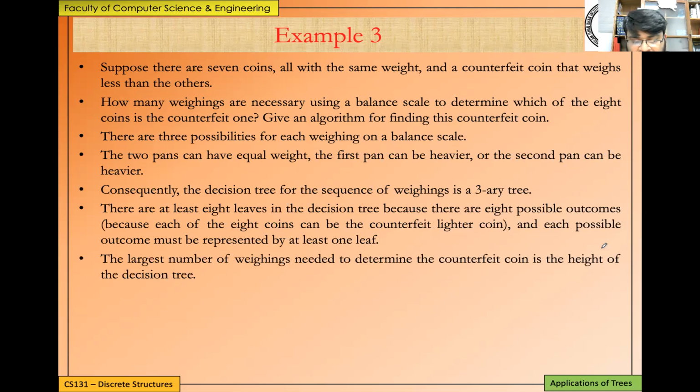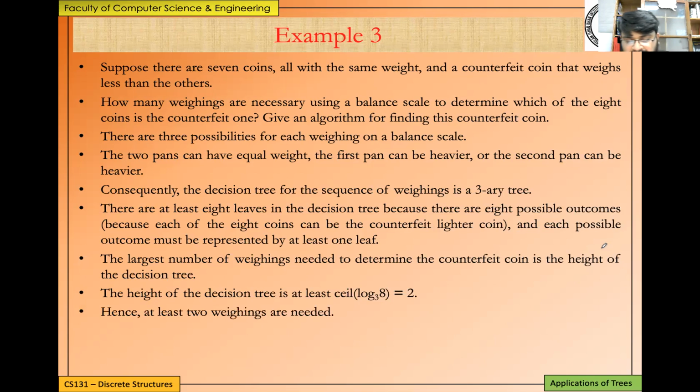The largest number of weighings needed to determine the counterfeit coin is the height of the decision tree. So whatever is the height, if you take 2 and compare them, that is basically the height of your decision tree. In that case, it's going to be 4. Otherwise, in the other case, it's going to be 2. The height of the decision tree is at least ceiling of log base 3 of 8, which is 2. So the height of the tree is basically 0, 1, and 2. That's the height. Hence, at least 2 weighings are needed. It is possible to determine the counterfeit coin using 2 weighings.